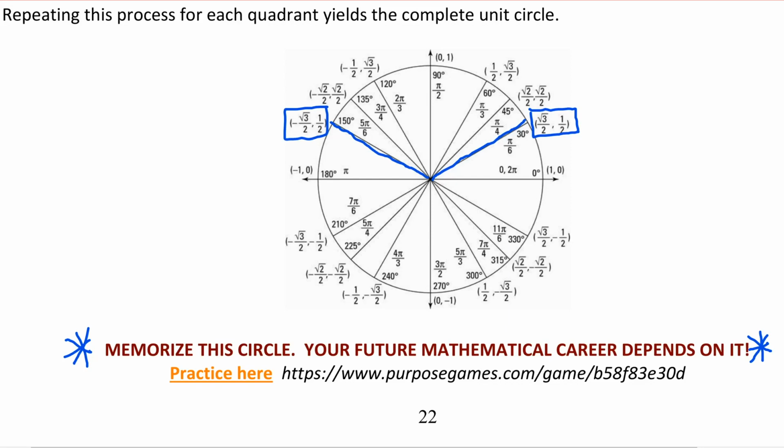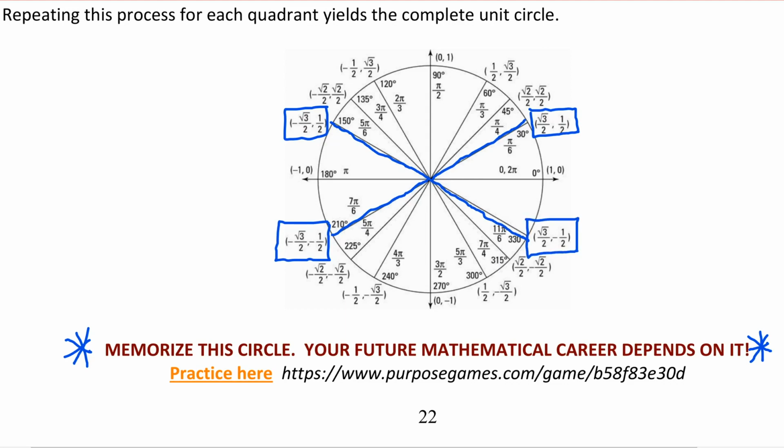If I reflect that point below the x-axis, down at 210 degrees, notice I have the same absolute values for the x and y coordinate, but in quadrant 3, both x and y are negative. Similarly, if I reflect that point again across the y-axis, here at 330 degrees, I have the same ordered pair, but notice x is positive and y is negative.